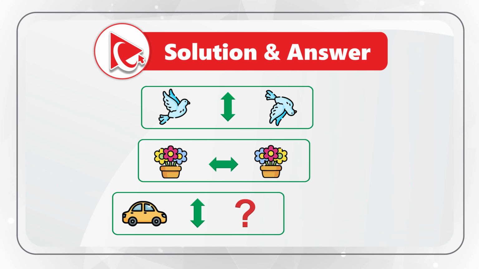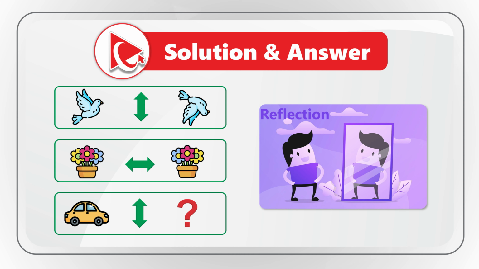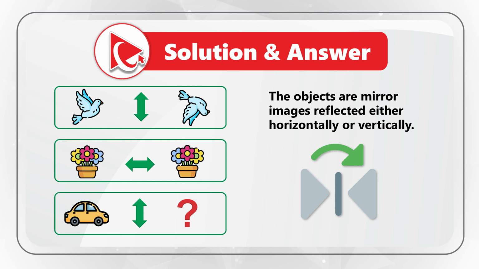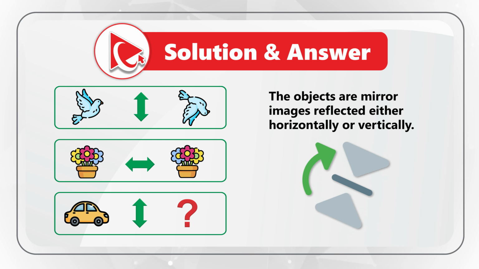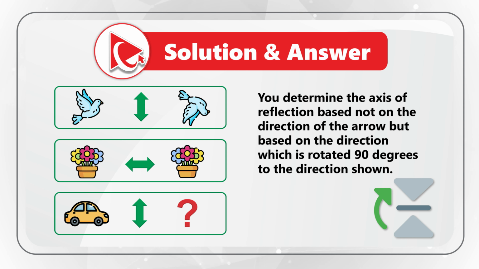The actual answer to the question is very simple. But the question was designed to confuse you. The objects that you see on the left of the arrow and on the right of the arrow are reflections of each other. What's interesting here is that the objects are mirror images reflected either horizontally or vertically. You determine the axis of reflection based not on the direction of the arrow, but based on the direction which is rotated 90 degrees to the direction actually shown.